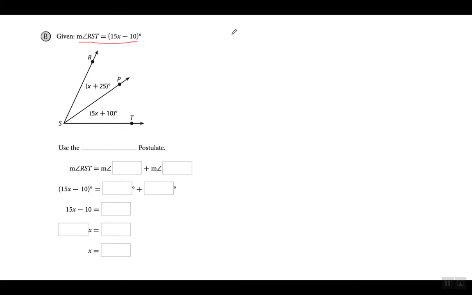Again, this little one plus this little one has to equal what the entire thing equals. So one way that you could set it up, which I'll write up here, is x plus 25. That's this one right here. Plus 5x plus 10 has to equal what the entire thing is, which it says on the top. The entire thing, the measure of angle RST, equals 15x minus 10. If you understood that, that's all we're doing. I'm setting up that this little one plus this little one has to equal what the entire angle equals.